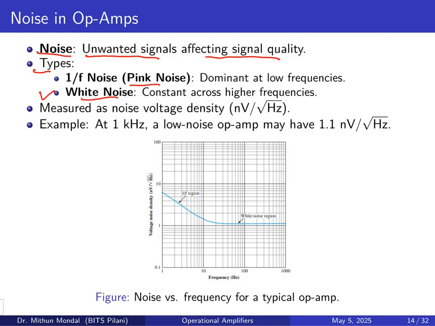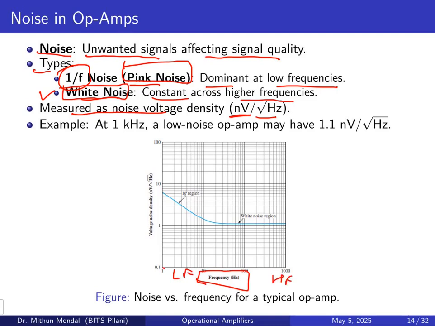First, if you see the white noise, it is constant across higher frequency. So white noise magnitude does not change with frequency. It is constant. Pink noise is dominant only at the low frequency and it is 1 by f, so inversely proportional to the frequency. So when we measure this noise voltage density, the voltage is measured with respect to the frequency, in volts per root hertz. Now here, if you see the frequency, dividing low frequency and high frequency, at the low frequency the response is 1 by f and then it becomes constant, which is the white noise region.